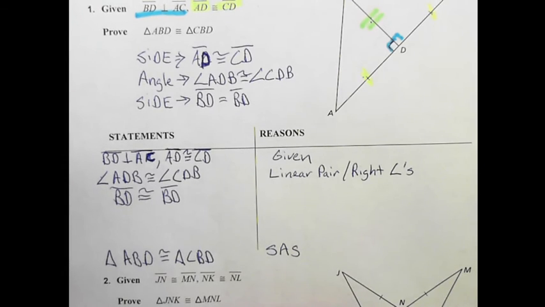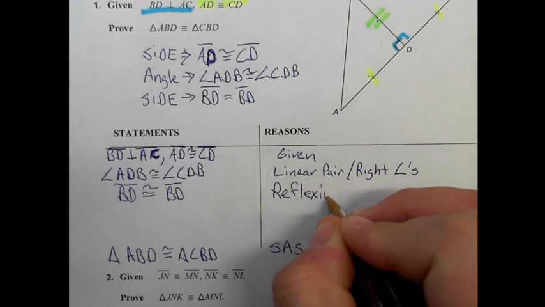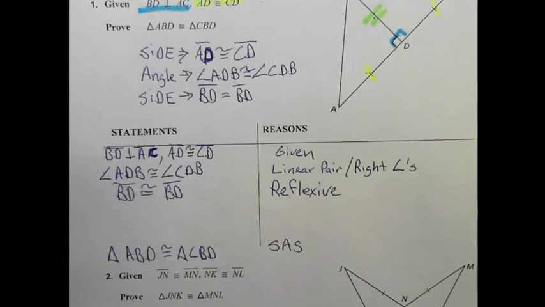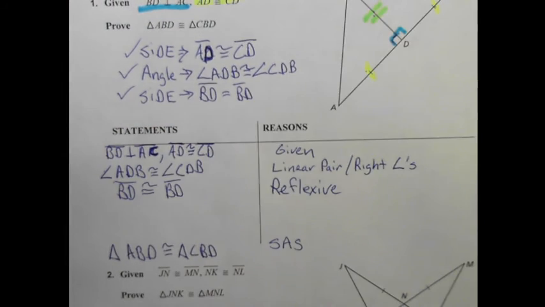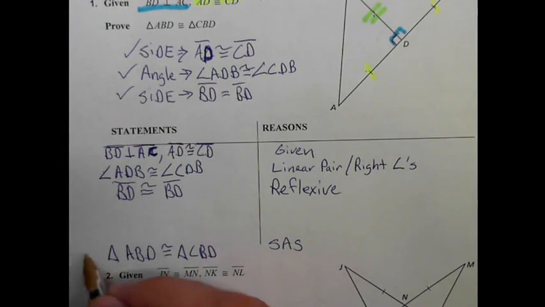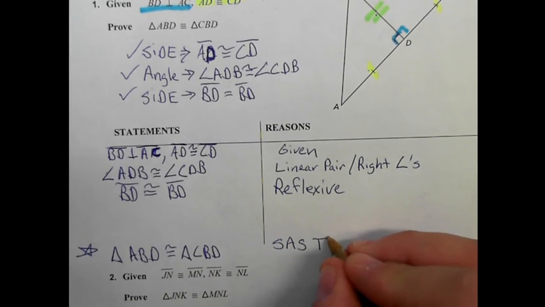Does anybody remember what property that is, though? I'll give you a clue. When you look in the mirror and you see yourself, what do we call that? Reflection. So what type of property is it? Reflexive. So because this is the reflexive property, I'm pretty much done, right? I've proven a side and the angle trapped between the other side. So I've got my side angle side, so based on that alone, I can say that ABD is congruent to CBD based on the side angle side theorem.